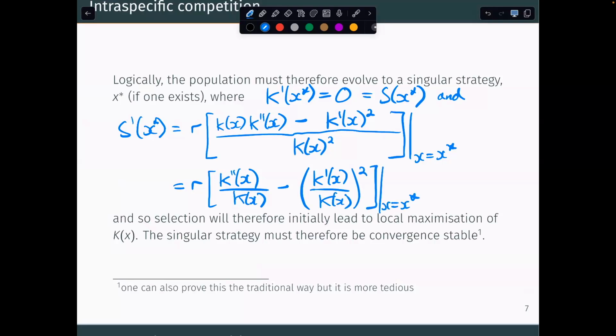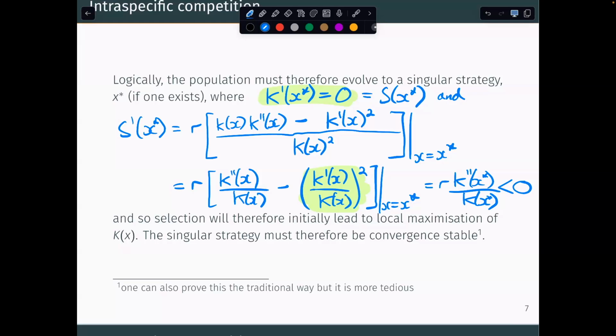Can anyone tell me what's going to happen to the second term when I evaluate this at X equals X star? In other words, this term here. It'll go away, yeah, because we've got up here that K prime of X star is equal to 0. So at the singular strategy, we're going to have R times K double prime of X over K of X. And logically, what sign must this have? Sorry, this is at X star. It's going to be positive, negative, or equal to 0. Negative? Why do you think it's going to be negative? Because the first derivative is 0, so the second derivative should be negative. And what does a negative second derivative tell us about a general function? It's a peak, it's a maximum.